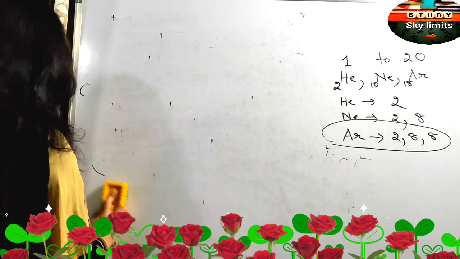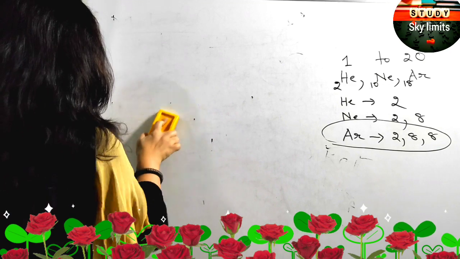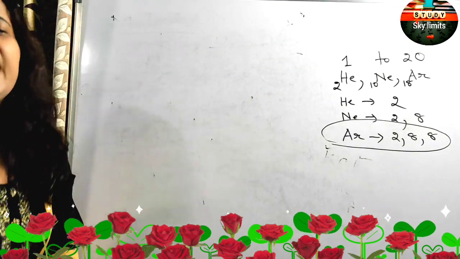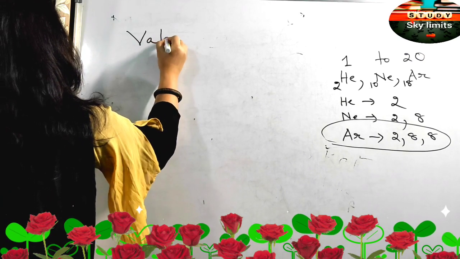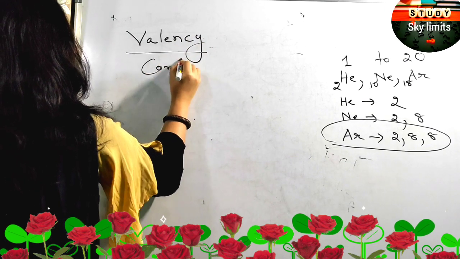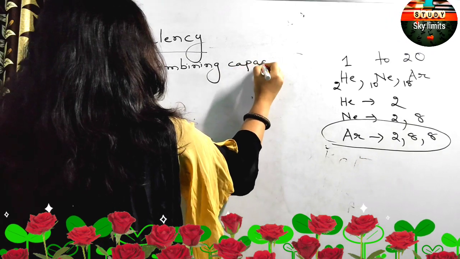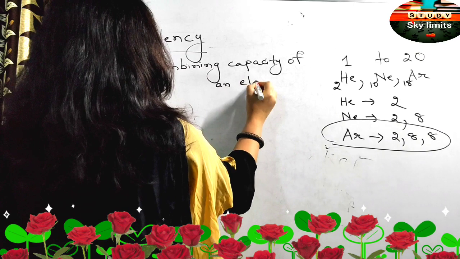Now what is this valency? You have read in your earlier classes. The modern definition of valency says that valency is the combining capacity of an element. Valency is basically the combining capacity of an element, right?